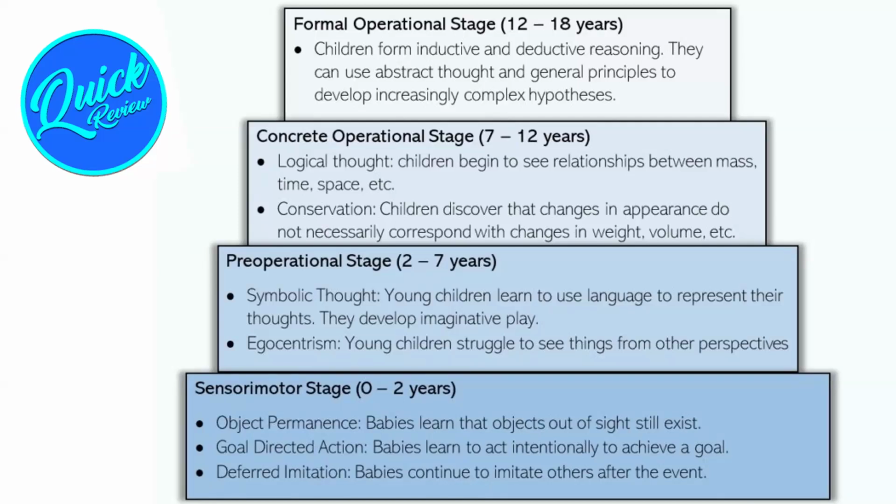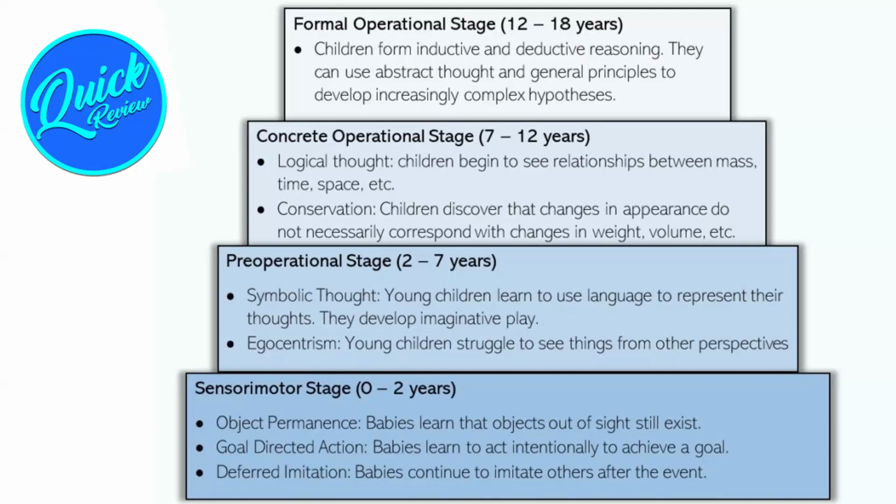That is egocentrism. Then we have the concrete operational stage, that is from 7 to 12 years. Here they have logical thoughts, as in they understand the relationship between mass, time, space, volume, and everything. They also have conservation, like they understand the weight and volume also. The amount of water or juice in a small glass will be equal in the bowl also. Like the bowl can also hold that much water or juice. So they understand the concept of conservation.